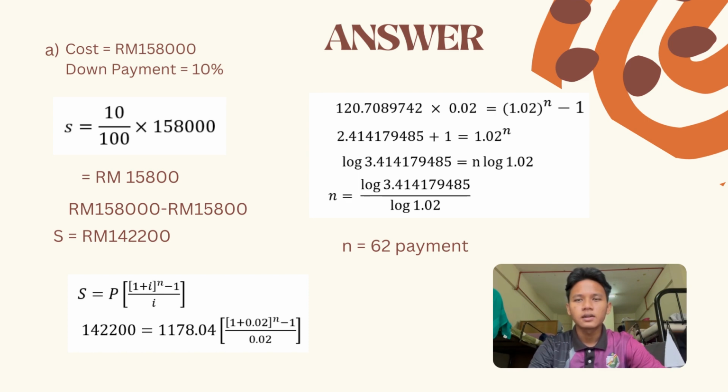We got the answer 2.414179485 plus 1 equals 1.02 to the power of N. So after that, we use the log. 3.414179485 equals N log 1.02. N equals log 3.414179485 divided by log 1.02. So the final result is N equals 62 payments.